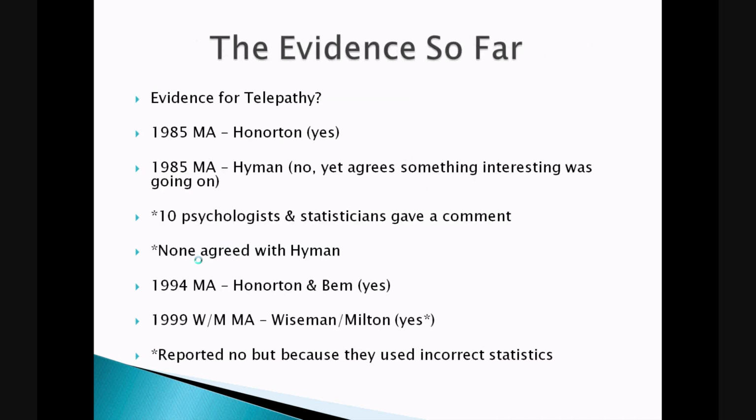Now, looking at the evidence so far, we know that the 1985 meta-analysis and the 1994 meta-analysis by Harrington and Daryl Bem have indeed been replicated, showing evidence for telepathy. We also know that the 1999 Wiseman and Milton meta-analysis has also shown evidence for telepathy, even though they said that there was no evidence, when they in fact used incorrect statistics.